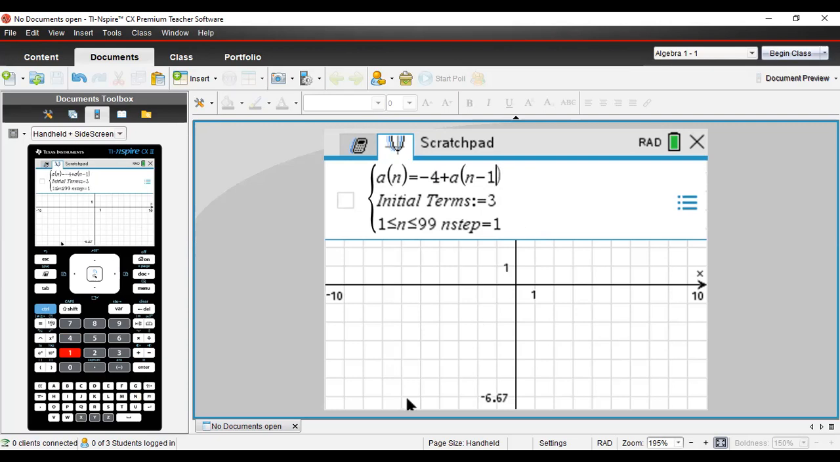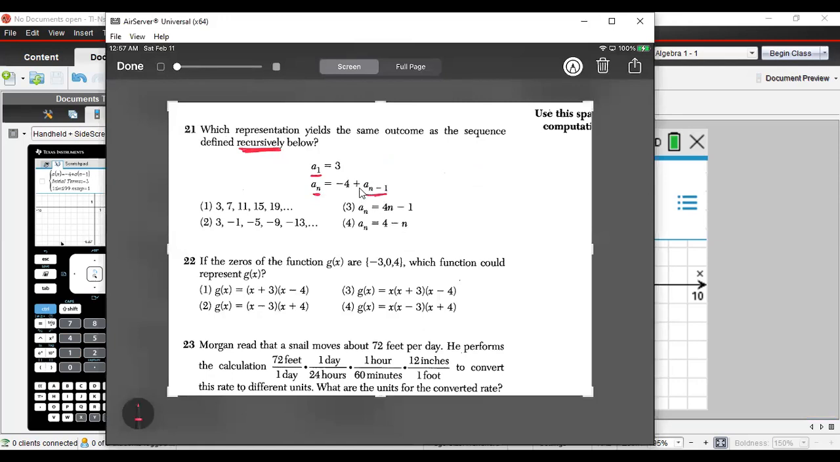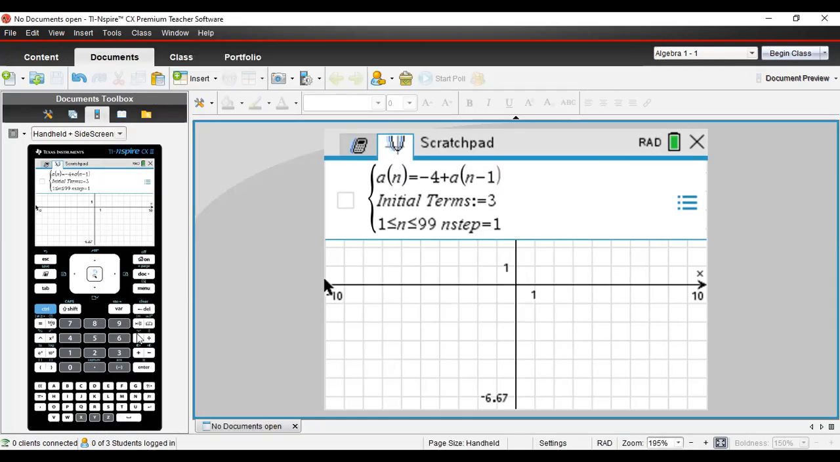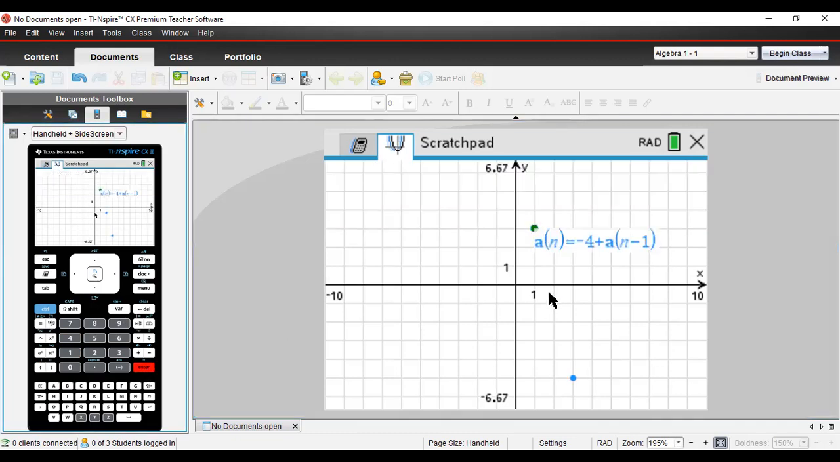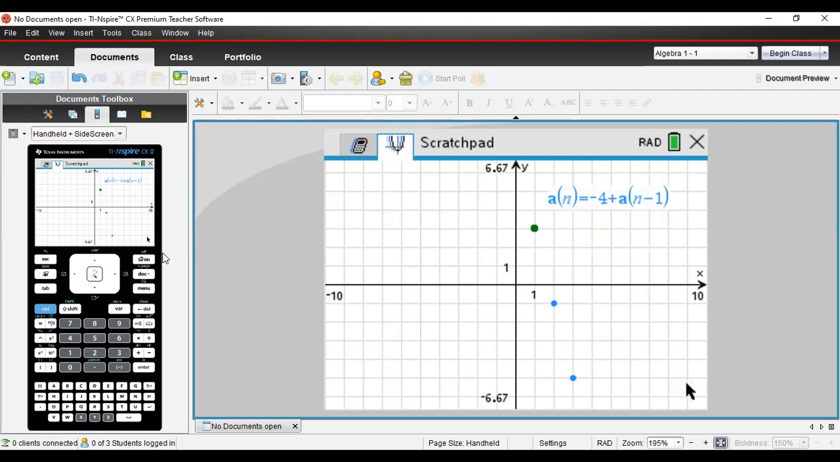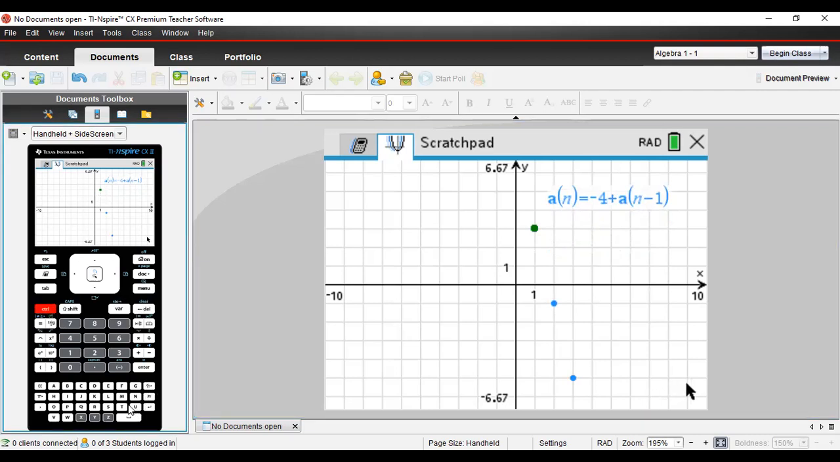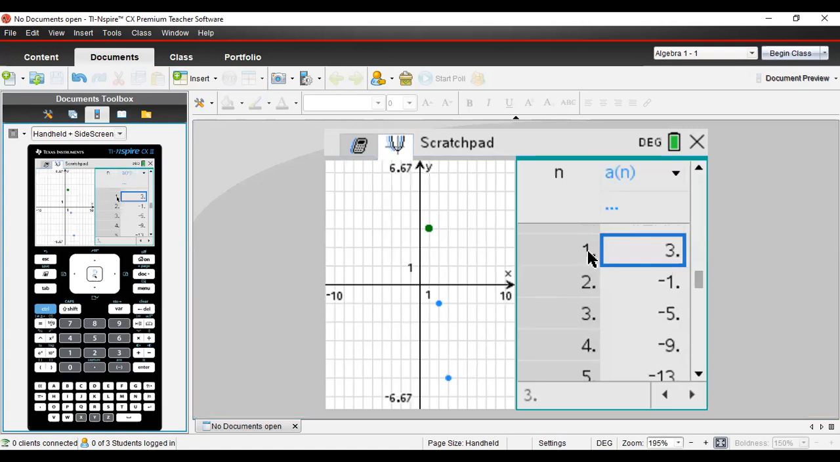So let me go back and show you that. Where the n minus 1 is, I put parentheses. Where the a sub n is, I put an a with parentheses n, and now I'm ready. All I have to do is press enter. So that's the sequence. Now, you may look at this and go, what does this mean? Well, it doesn't matter. We're just going to go to the table, Control T, and it has the sequence.